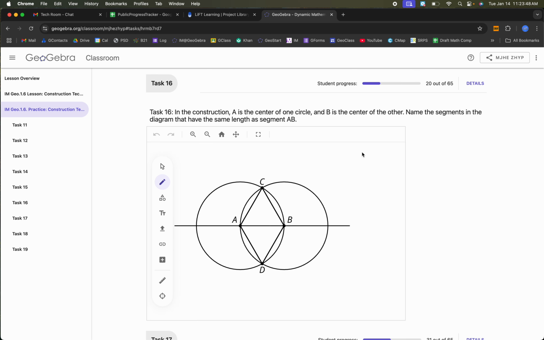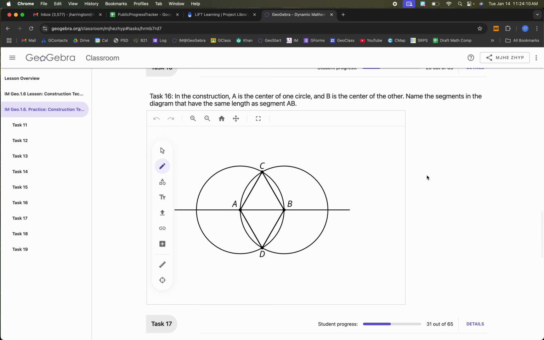Task 16. In the construction, A is the center of one circle, that's this one right here, and B is the center of the other, that's this one right here. Name the segments in the diagram that have the same length as segment AB, right? So A to B, or B to A, however you want to look at that. Name the ones that are the same length.